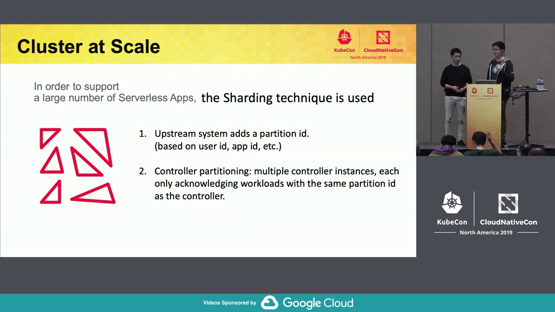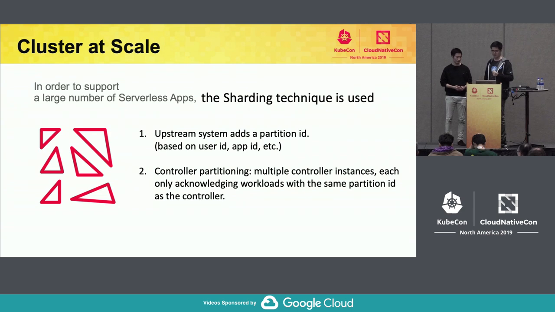To implement it in Kubernetes and Knative, we have to do many things. Well, the first thing is that we gotta have an upstream system. An upstream system needs to assign a shard ID to the Knative application that the user has created. How to choose the shard ID? It actually doesn't matter. It can be based on the user ID or on the application ID, tenant ID. It doesn't matter, as long as it is even across all the Knative applications, that should be fine.